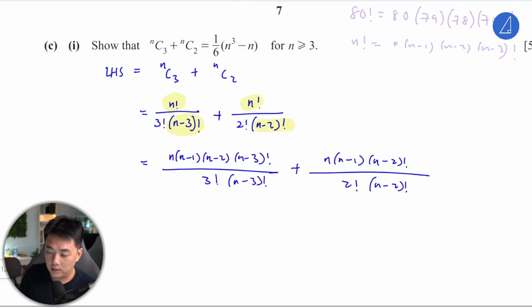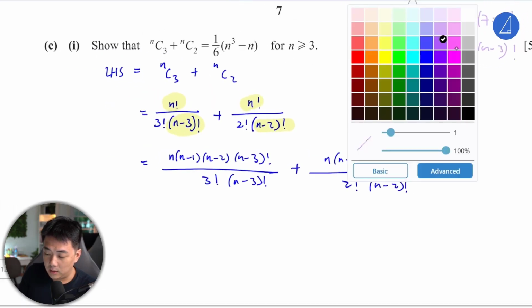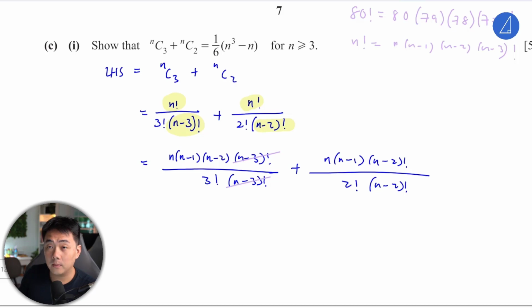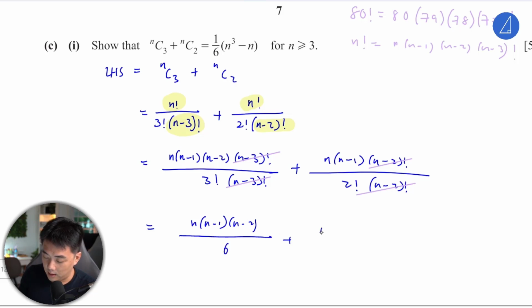Okay, so this is done. Then what I'm going to do is actually just cancel it. Okay, then cancel this. Then there you go. 3 factorial is just 6, 3 times 2 times 1. So this is n minus 1, this is 6, right? Then n minus 1. 2 factorial is just 2.